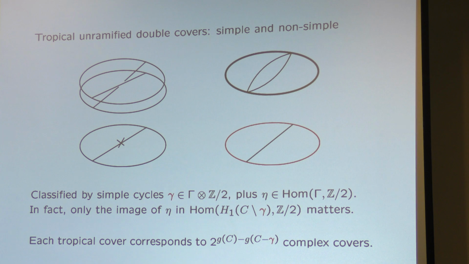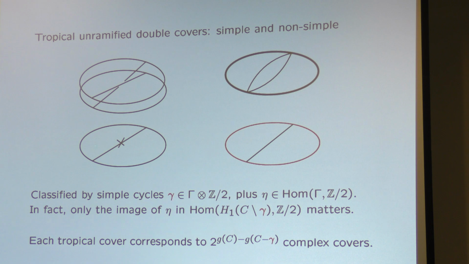Double covers are a little bit tricky on the tropical side. There are two types of unramified double covers. The first one is called simple. It means that every point actually has two clear pre-images. So if you see here, every point has two pre-images. And the way to encode this double cover is to put some crosses on some of the edges. That tells you that you take two disjoint unions of these things downstairs, break it here and glue it crosswise. That's the way to encode the double cover.